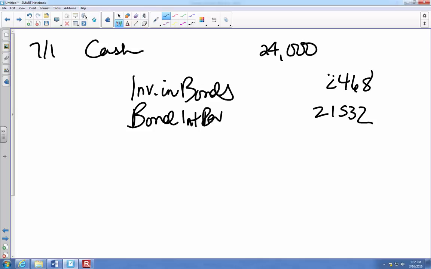How much, you guys, and hopefully this will help you understand reversing entries. How much revenue shows up in this year? Take a look at what that reversing entry did to your revenue account.